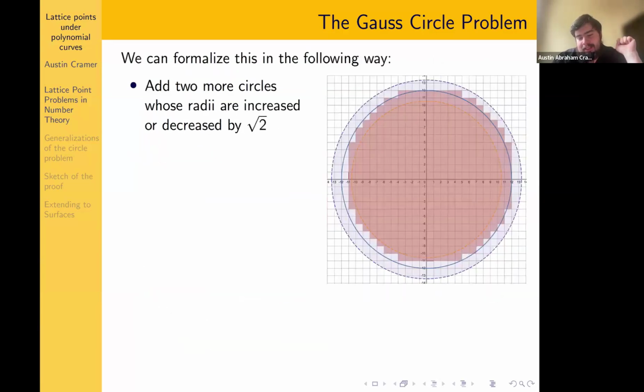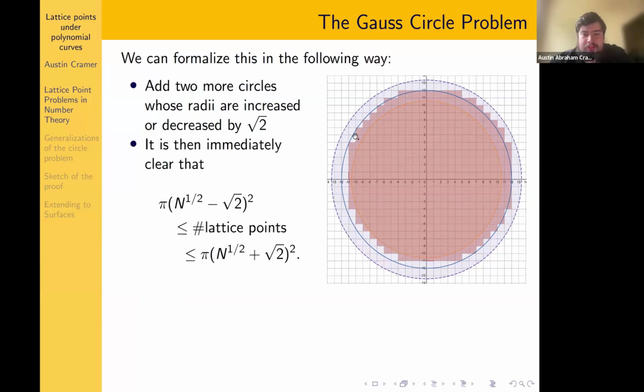And you can formalize that and actually get an asymptotic without too much difficulty. What we do is we just add two more circles to our picture. One where we expand our radius by a factor of root 2, the diagonal of the boxes, so that we're sure that every single box lies inside of the larger circle, and another where we shrink it by root 2 so that this circle lies entirely within all of our boxes.